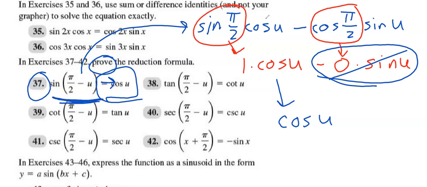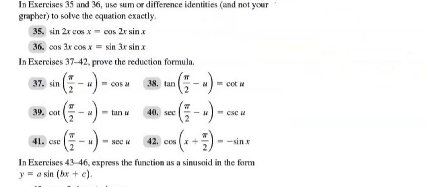Any questions on what we did there? We used the formula, we set it up, substituted in what we knew. Whole lot easier than 35 was. Got another one? 39.